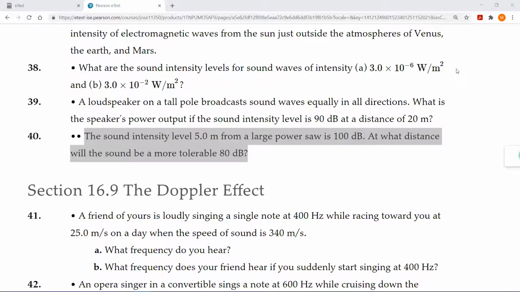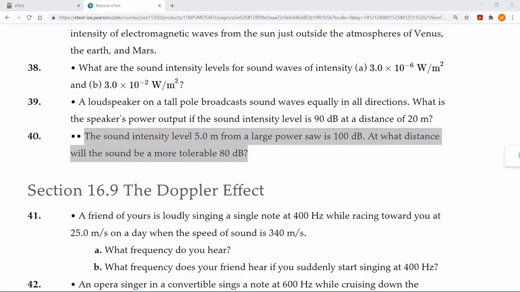Number 40. With this one, we can get some practice with the decibel sound level scale. So we're told that a power saw has a sound level of 100 decibels. That's pretty loud. That could cause hearing damage over a duration. And that's how loud it is when you're standing 5 meters from it. So how far do you have to go to bring that sound level down to 80 decibels?